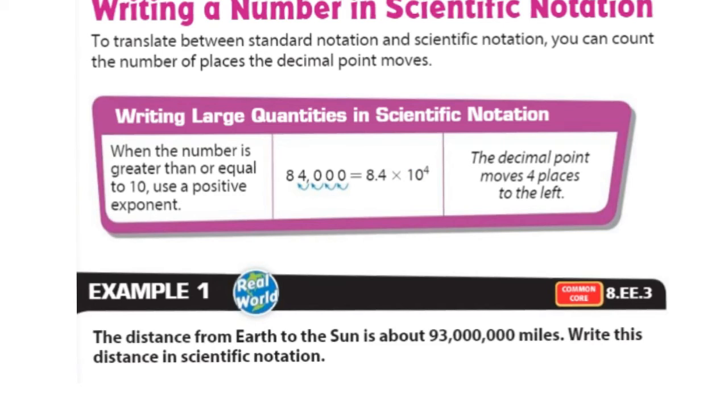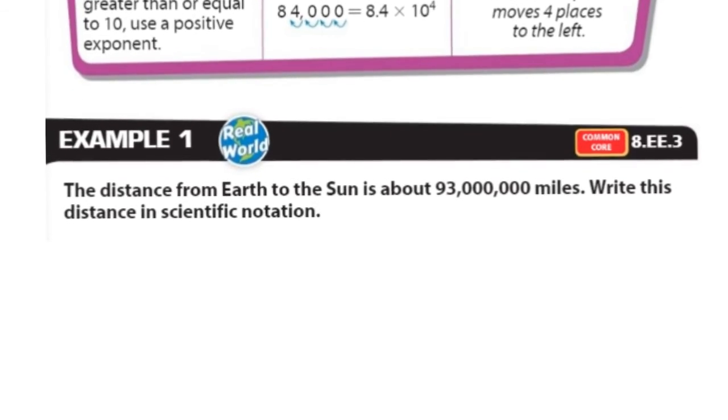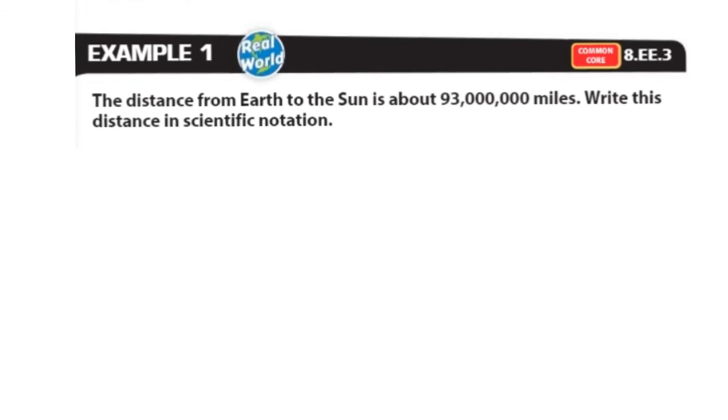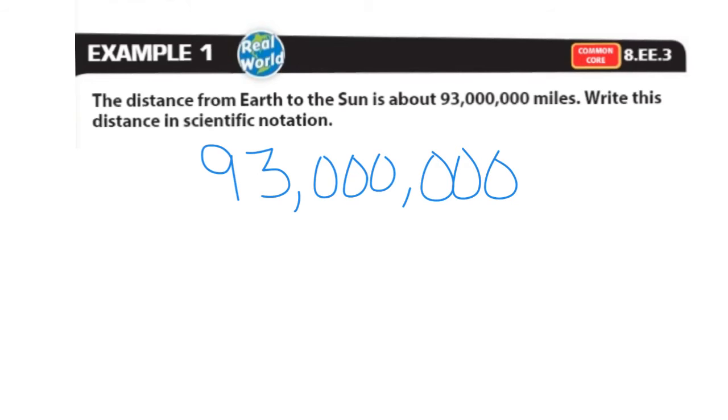So let's try this example 1. And I believe the example 1 is filled out for you in your textbook. And if it's done that way, you learned nothing. I like students to actually work on the examples, not just look at them in a textbook. So here I have 93 million miles. So here's a number that's very large. It's the distance from Earth to the Sun. And they want us to write this in scientific notation.